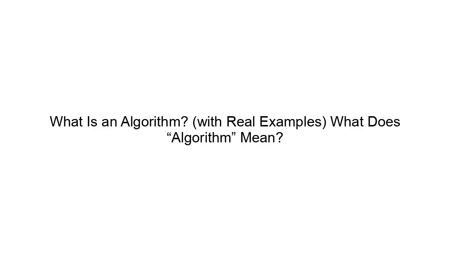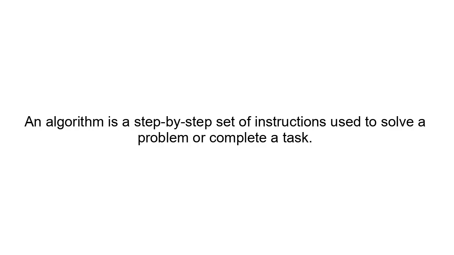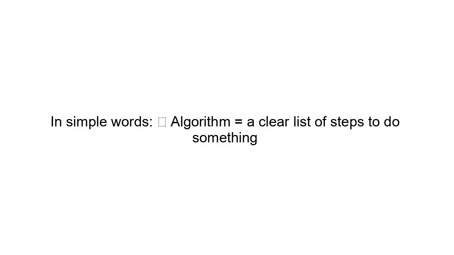What is an algorithm? With real examples. What does algorithm mean? An algorithm is a step-by-step set of instructions used to solve a problem or complete a task. In simple words, an algorithm equals a clear list of steps to do something. So, an algorithm tells the computer what to do and in what order.